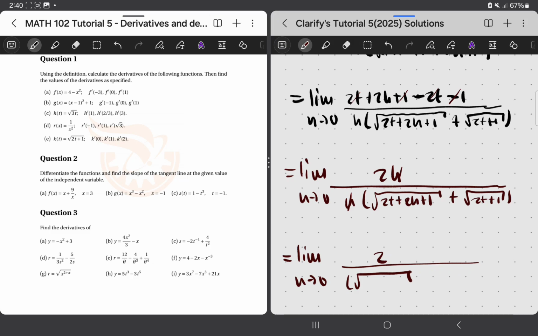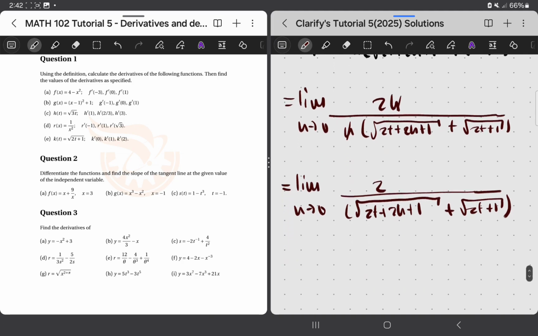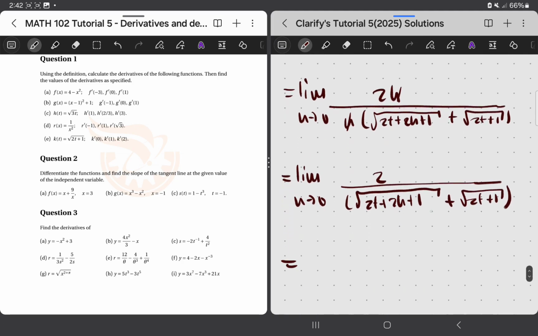Now, that is what we are doing. We say the square root of 2t plus 2h plus 1 plus the square root again of 2t plus 1. And we have eliminated the problem. So now what do we have here? We substitute. Wherever there's h, we're now putting 0.